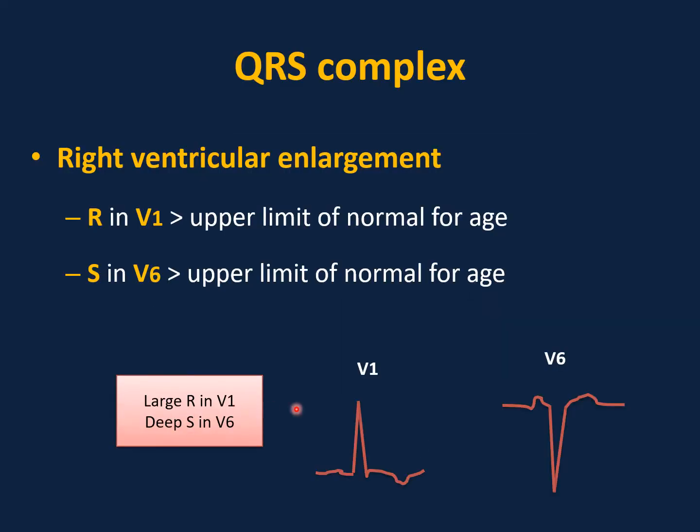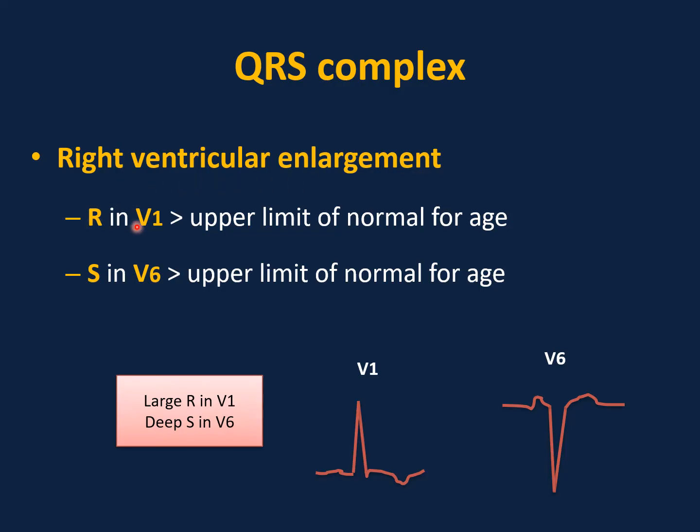Large R in V1, and deep S in V6, this is right ventricular enlargement. Because this is pediatrics, if the R in V1 is more than the upper limit of normal for age, and if the S in V6 is more than the upper limit of normal for age, this is right ventricular enlargement. So you need to consider the variation according to the age.